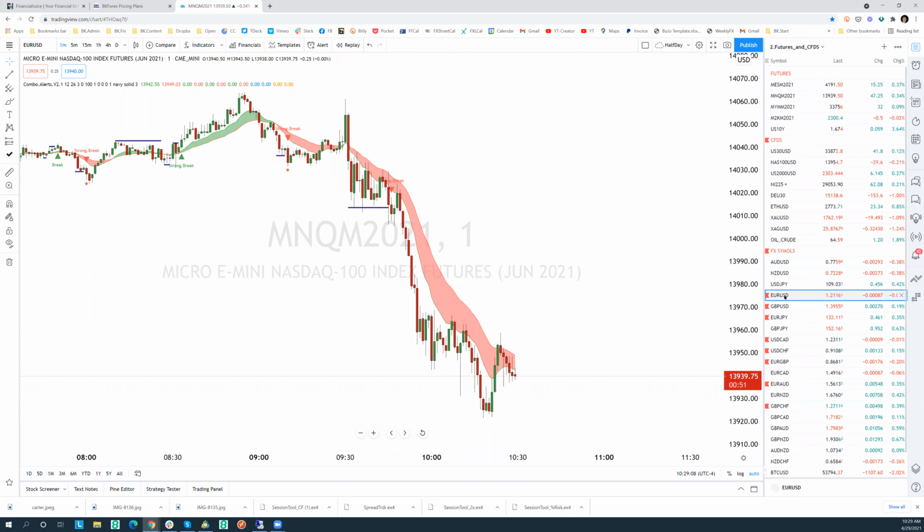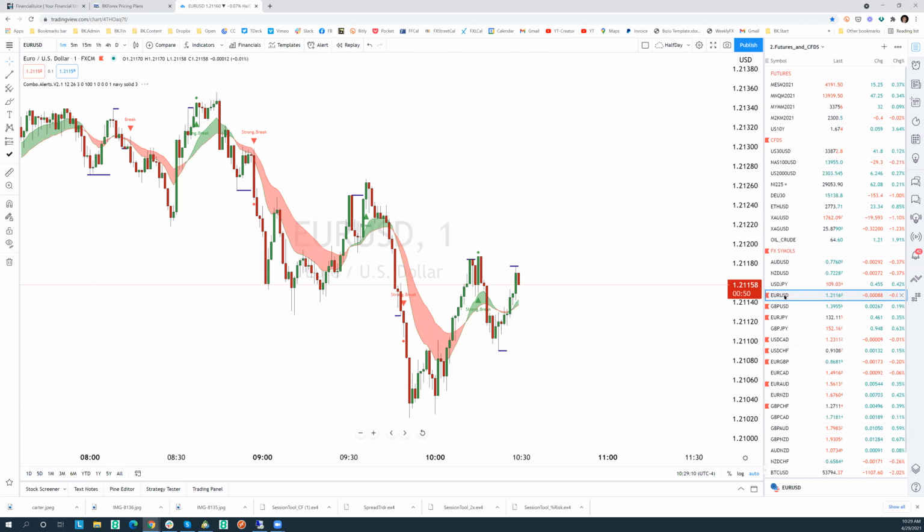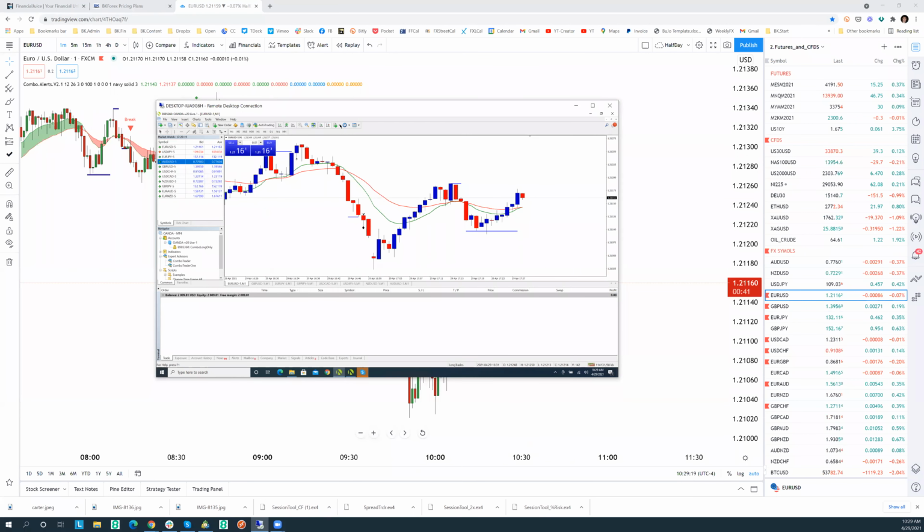What's going on with the euro? Is it coming back up? Oh, the euro may be breaking out. It may be setting up for a breakout. So it could be worthwhile to set up the euro trade here to the long side.